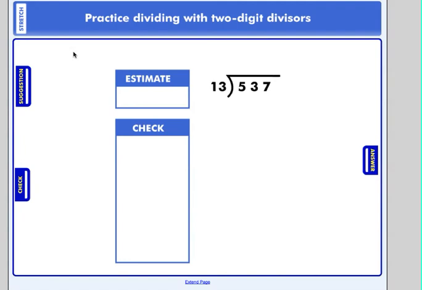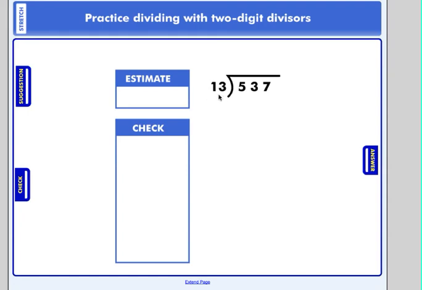Now we're going to do one more practice problem, and I want you to do the same thing. Pause this video, copy it into your notes and solve the problem, and then resume the video. Now you'll notice this time we have a 2-digit divisor, so it's going to be a little bit trickier. However, you still use the same exact procedures to solve the problem. Okay, go ahead and pause the video and work it out.